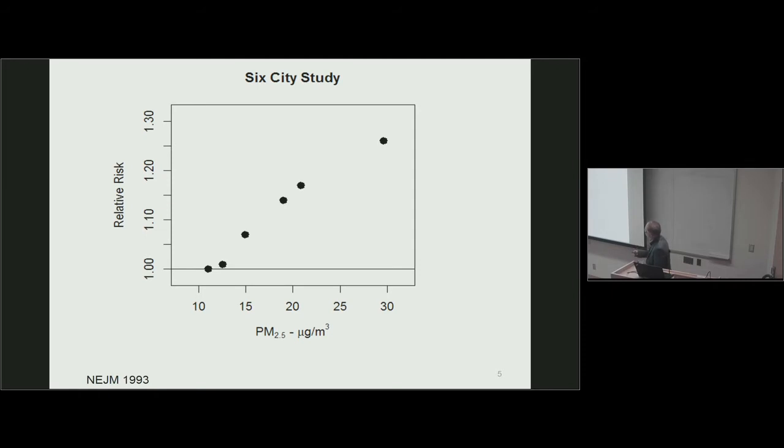And you can see, as the levels of pollution increase, from about 10 micrograms to about 30, you can see that the relative risk of all-cause mortality went up. And in fact, the United States EPA set the first national ambient air quality standard for long-term exposure to fine particulate matter in 1997, based on this study and this graph.